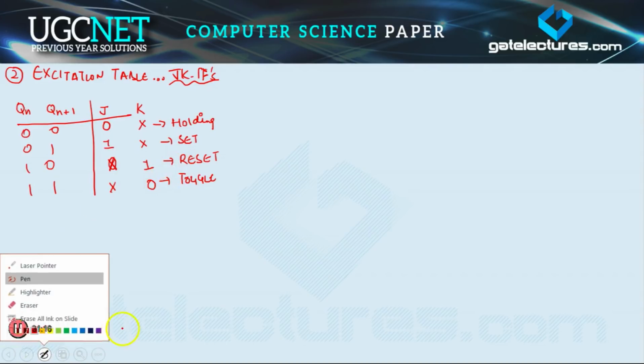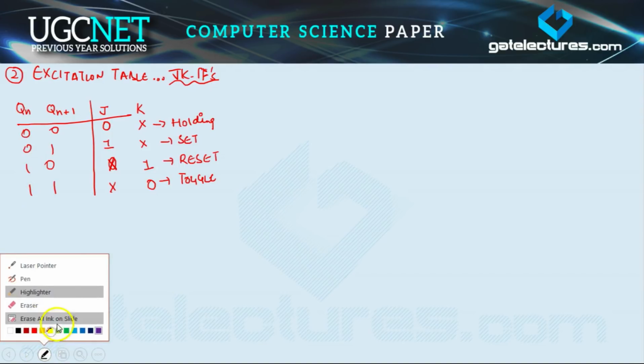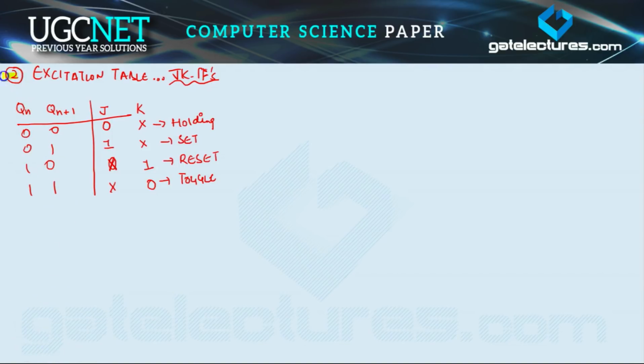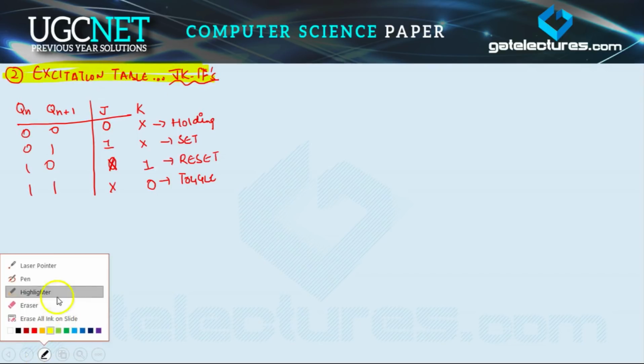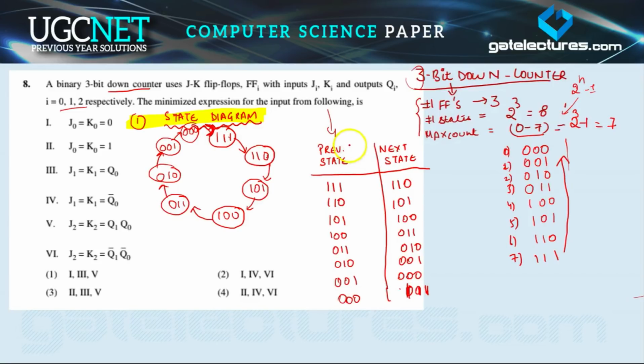So this is your second step. You have to draw the excitation table for the required flip-flop. So the second step is to draw the JK excitation table of a JK flip-flop. Right. Now the third step. Third step is to build the JK excitation table with the help of the present and next state of this state diagram. So redraw this table on the next page.